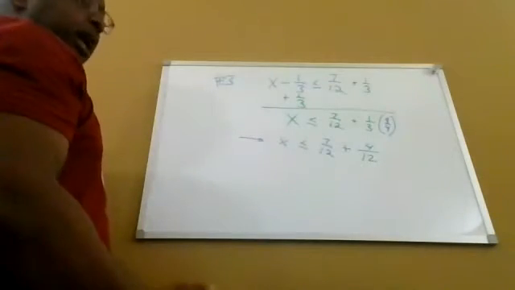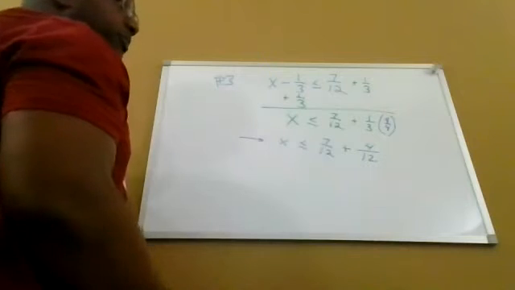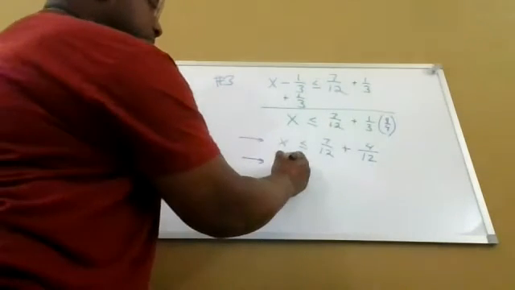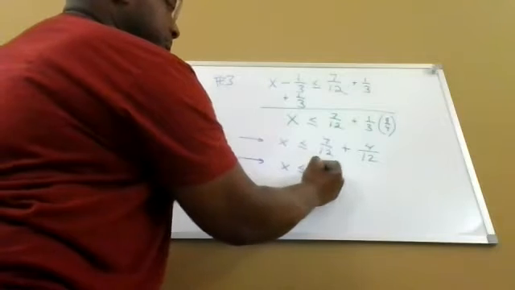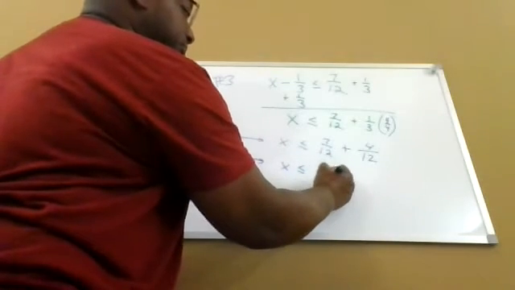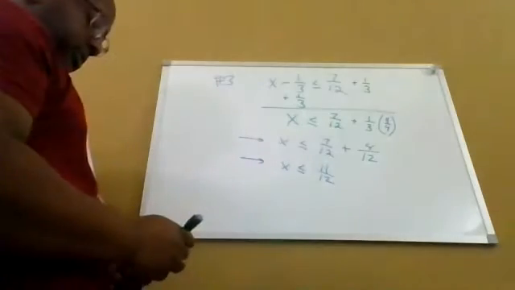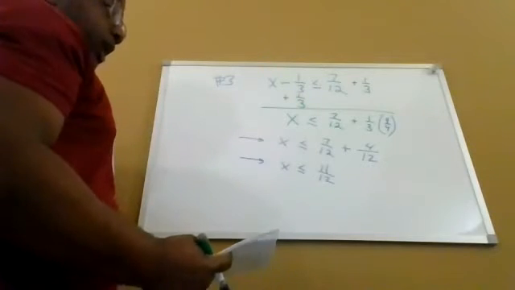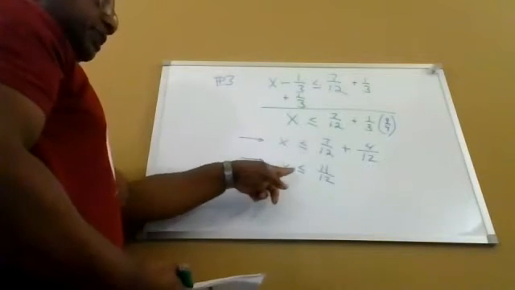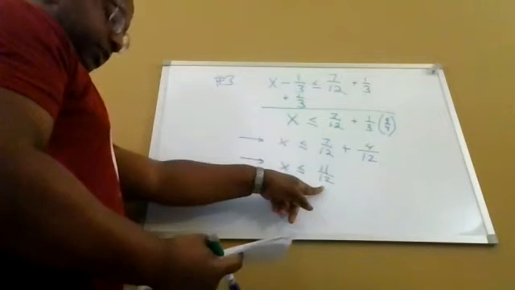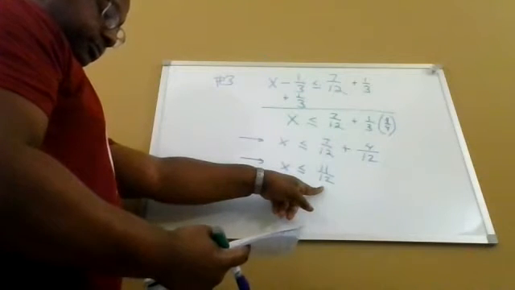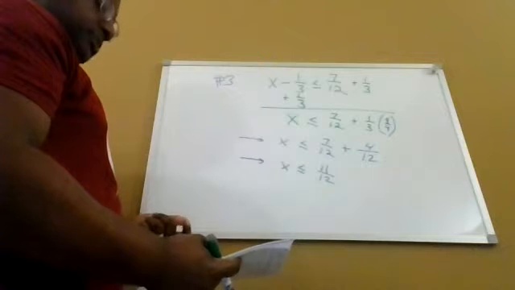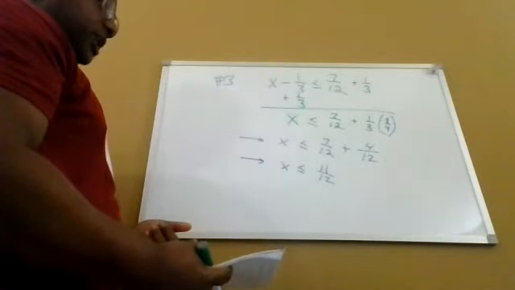And now that my denominators are the same for both fractions, I can add them together. So I end up with the inequality x is less than or equal to 11/12. And now let's draw our number line and then write this in interval notation.